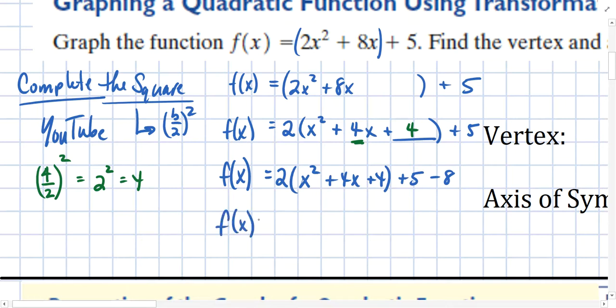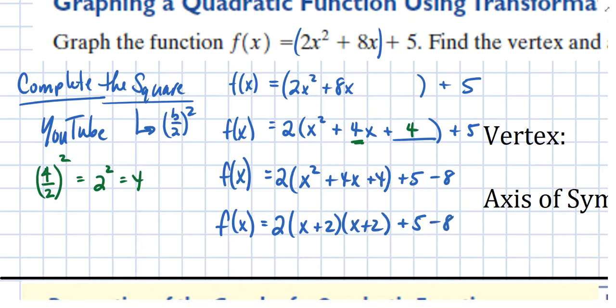Now, the whole reason why we spent our time using the complete the square method to rewrite this is because this quadratic trinomial right here factors very nicely. And it factors into x plus 2 times another x plus 2. And in all cases, when we complete the square trinomial, when we choose the correct value back here, we're always going to get a pair of binomials that are the same.